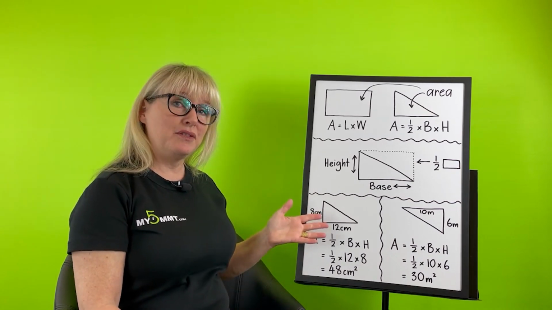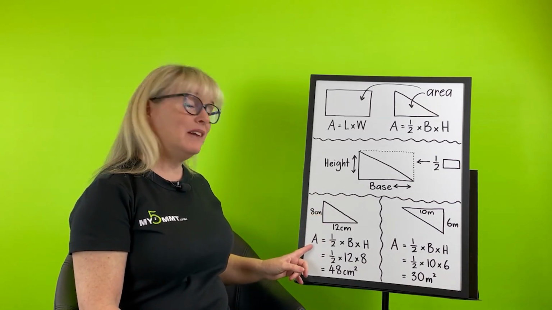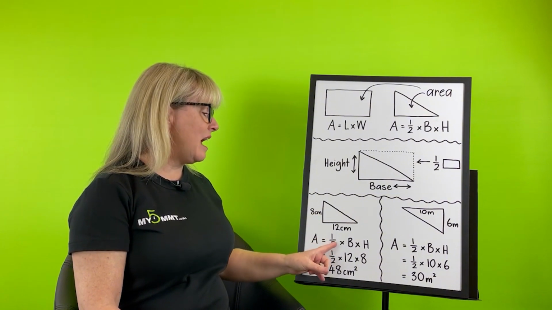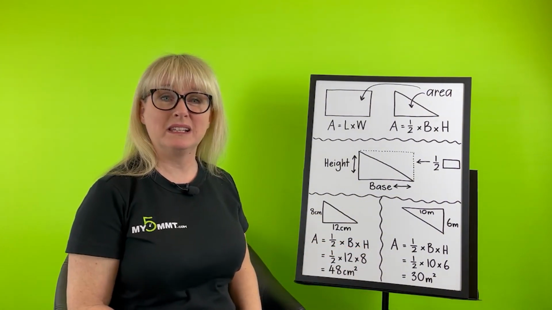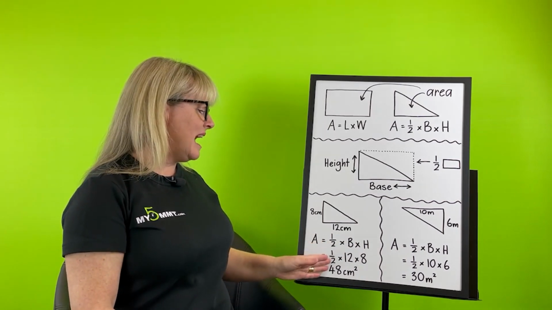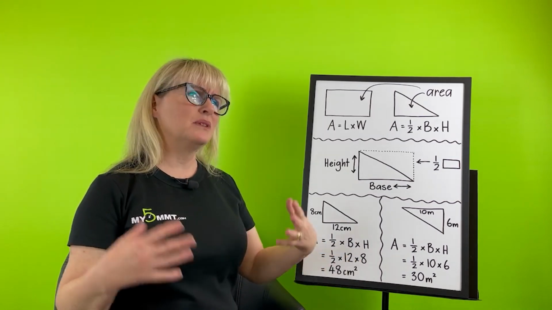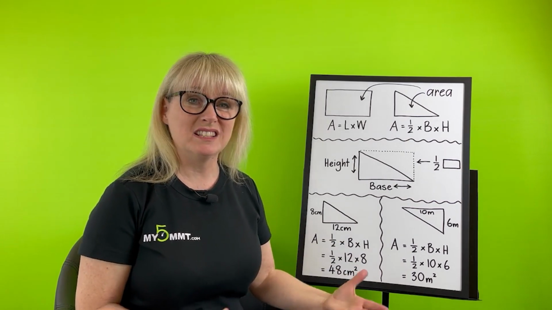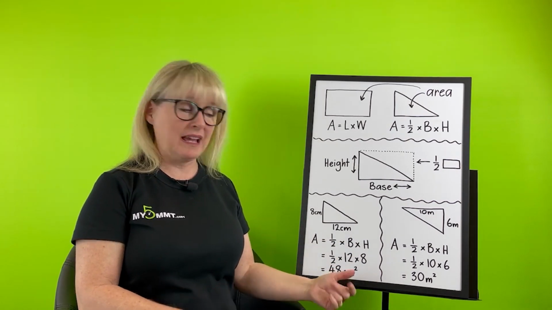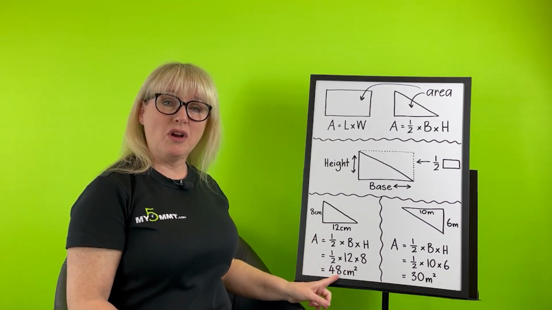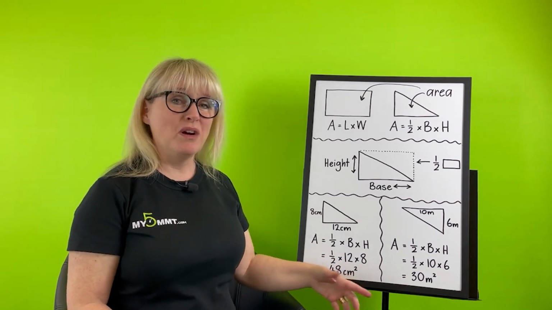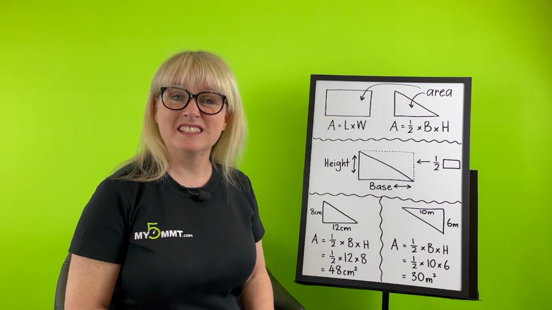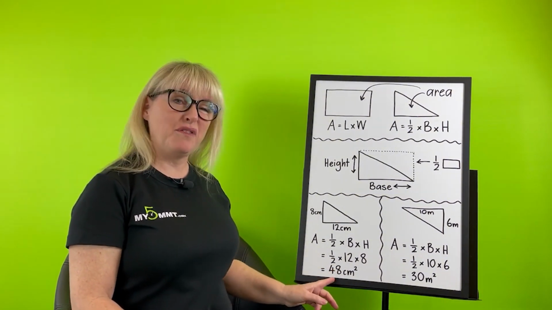Now I can do it a few different ways. I can say A for area equals half times my base times my height. I write that formula every time. Is it half times 12 times 8? So is it half of 12, which is 6, times 8? 6 eights are 48. Well, I could get 48. Or is it half of whatever 12 times 8 is? Well, 12 times 8 is 96, and when I cut it in half, I get 48.